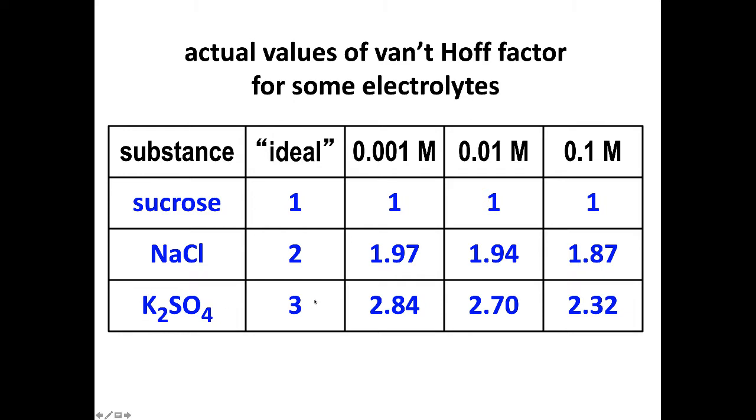So potassium sulfate, ideal Van 't Hoff factor of 3. A 0.001 molar solution has a Van 't Hoff factor of 2.84. Make it a 0.01 molar, now the Van 't Hoff factor is down to 2.7. And even a 0.1 molar solution has an effective actual Van 't Hoff factor of about 2.3. So this really isn't effectively 3 particles. It's really, well, more than 2, but less than 3 at any given instant.